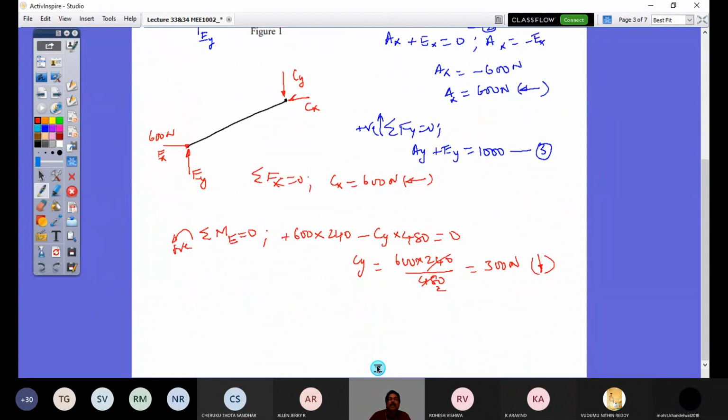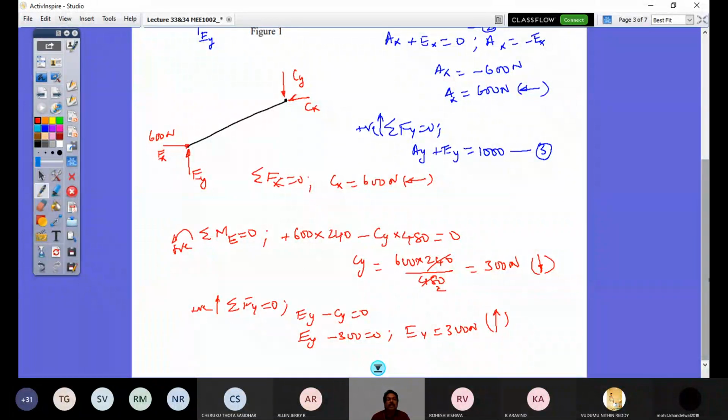That should be the same as this magnitude, and it is opposite. So that is also evident from applying this equation. Sigma Fy equals 0. It's positive. I would have Ey minus Cy equals 0. So Ey minus 300 equals 0. That's going to be Ey equal 300 Newton. And it's positive, so the direction assumed here is correct. So that is upward. So that is how I just solve for Ex, Ey and Ax, Ay in this case, right?